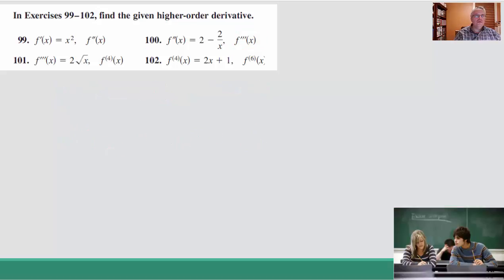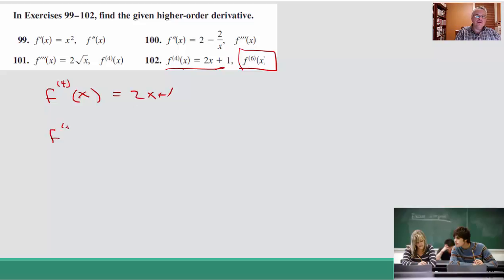Okay? We're going to do 102 now. So problem 102 says find the sixth derivative. But we're starting with the fourth derivative, so that's not too bad. So we're starting with the fourth. So instead of putting 4 prime marks, just put a little 4 there. In parentheses, that means the fourth derivative is 2x plus 1.